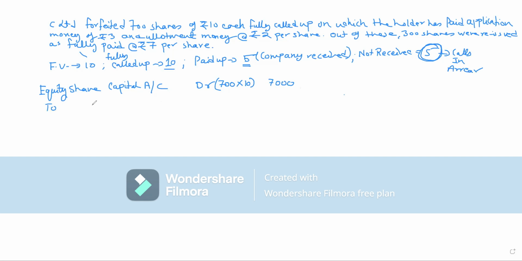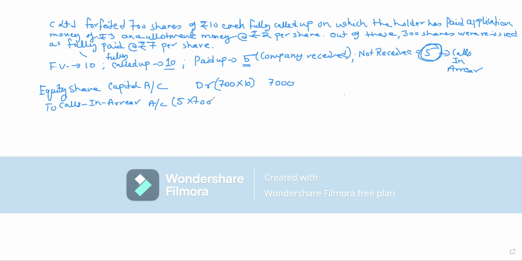5 rupees. So equity share capital account debited 2. Calls in arrear account 5 rupees not received. So whatever amount is not received will be placed in calls in arrear. Is it clear? Yes, sir.